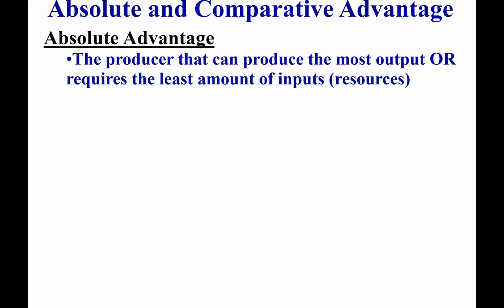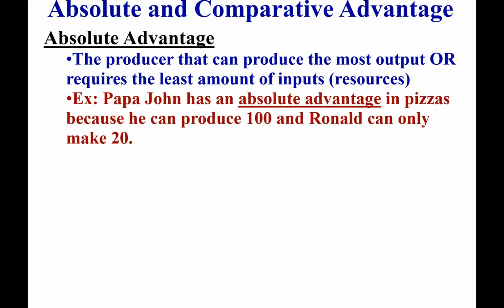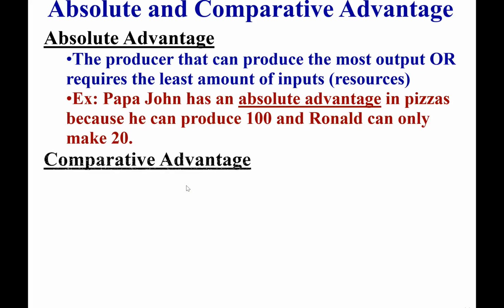So absolute advantage, go back to that, and here's our definition of absolute advantage. The producer that can produce the most or requires the least amount of inputs, one definition or the other. And in the previous example, Papa John has an absolute advantage in pizza production because he can produce 100 and Ronald can make 20. And the assumption there is that they're using the same amount of resources or inputs.